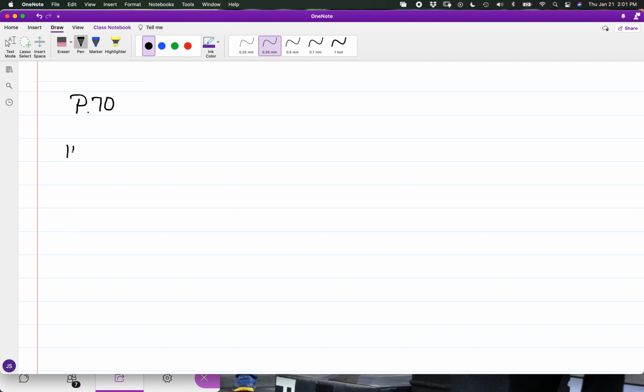For number 103, we have an equation where we are solving for x: 1 is equal to negative 2 plus the square root of 2x plus 7. So we have a single radical term with the square root of 2x plus 7.